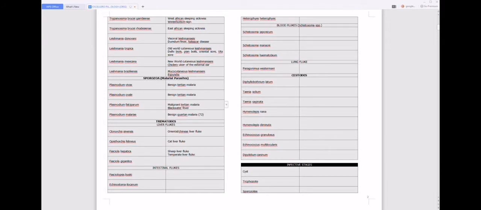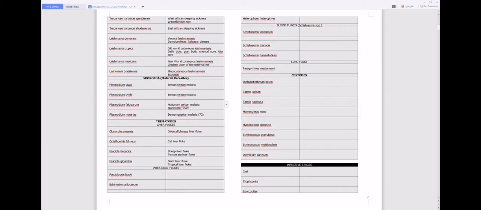Meanwhile, Fasciola gigantica is the giant liver fluke. So gigantica, giant liver fluke, and it is also called the tropical liver fluke. Mas marami yan dito sa Philippines. In tropical countries like the Philippines, mas maraming Fasciola gigantica infections. Okay? So as you can see, liver fluke ang names nila. So, Clonorchis, Chinese, felineus, cat, hepatica, sheep, temperate, gigantica, giant, and tropical liver fluke.